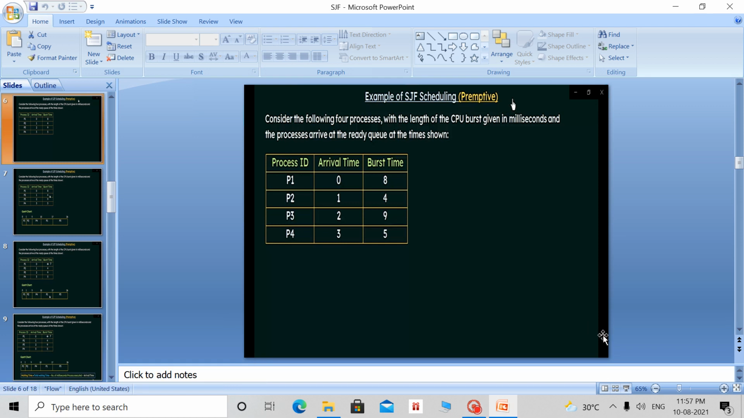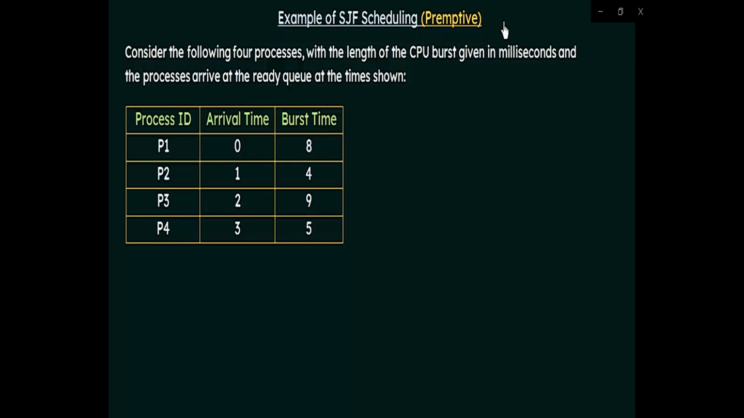Good morning, students. In today's lecture, we will discuss the shortest job scheduling algorithm, preemptive version. Now, let's take an example of that. Here, a table is given in which there are 4 processes, and the arrival time and the burst time of each process is given.